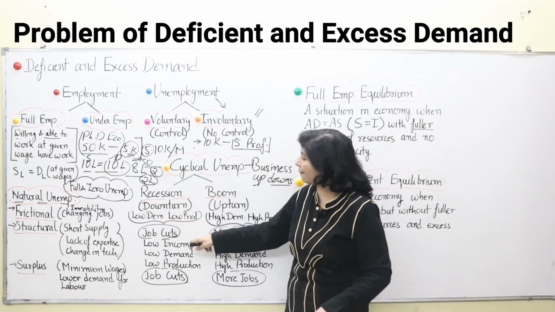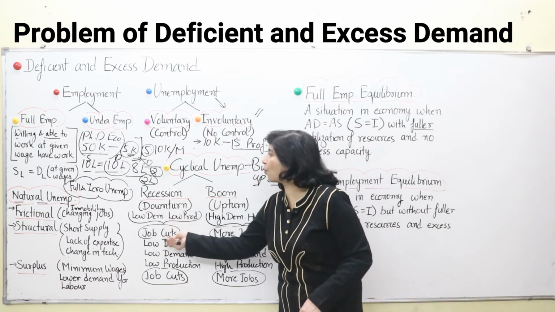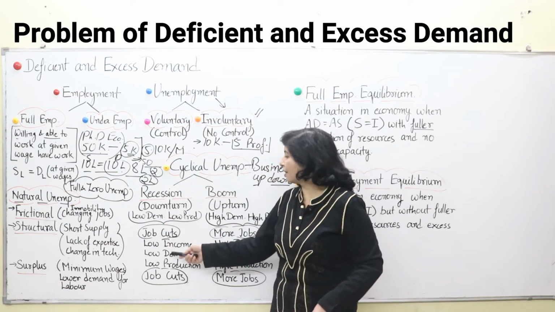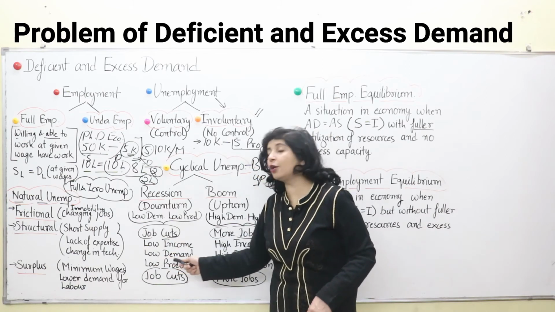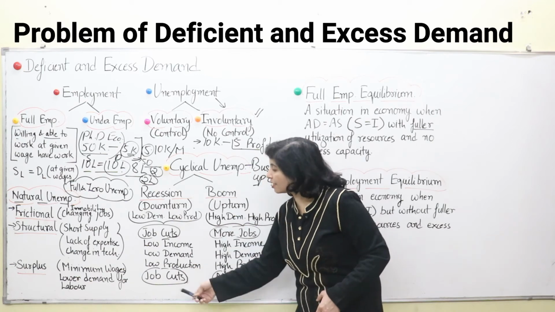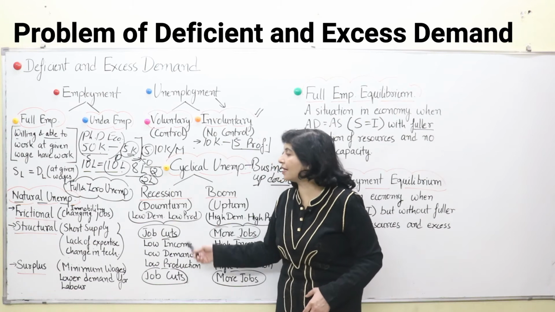In that case, what will happen? There will be job cuts. That means unemployment will happen. And this is known as recession or cyclical unemployment. Again, there will be low income, again low demand for goods and services, again low production, and again job cuts. So this is a spiral of unemployment that will happen during the times of recession.